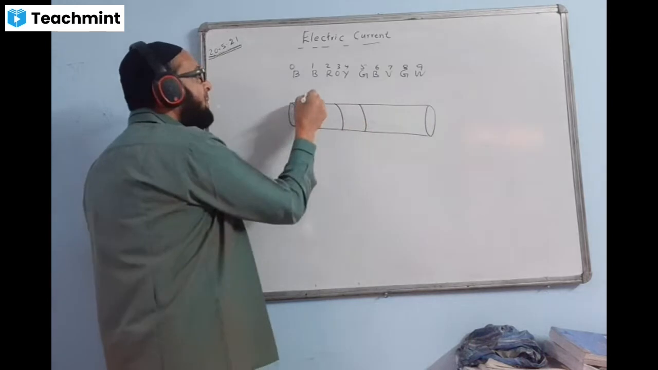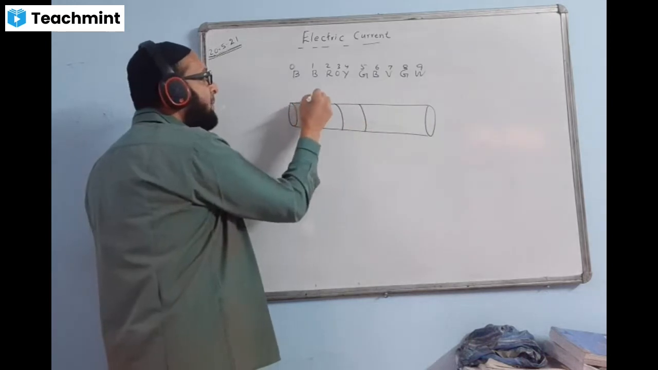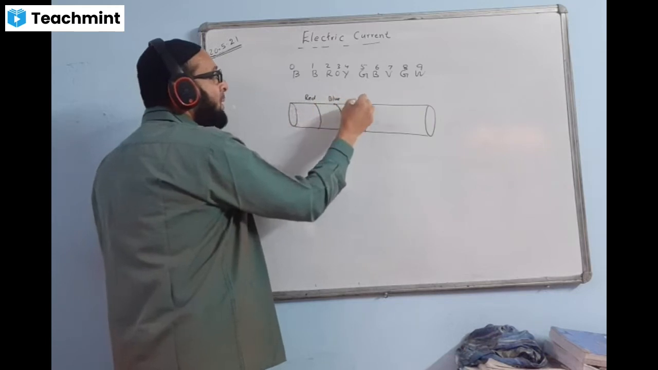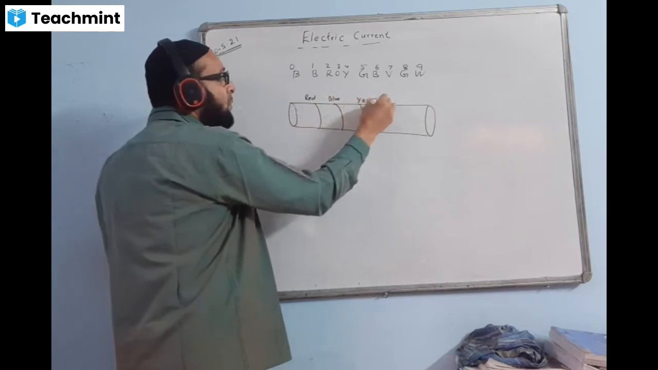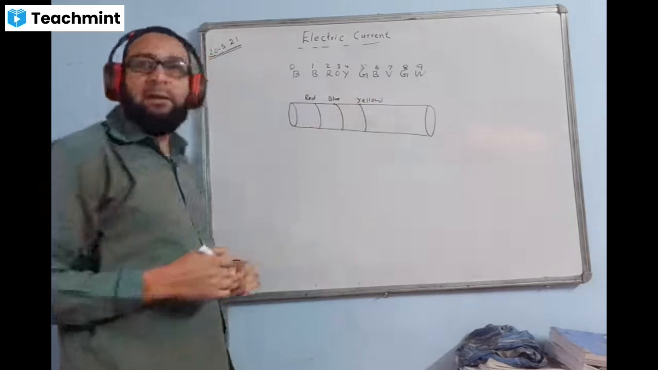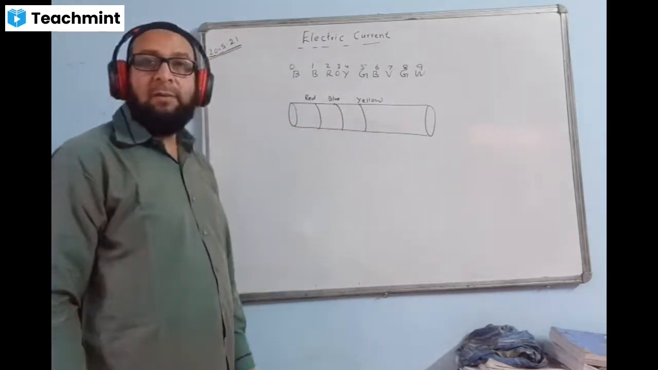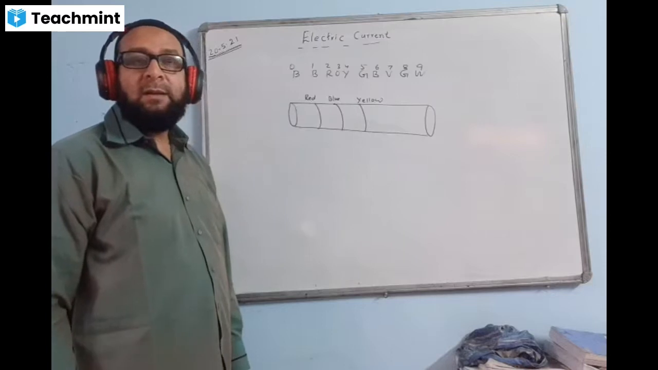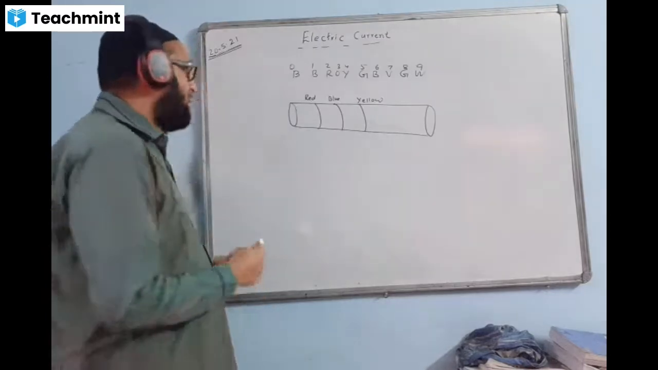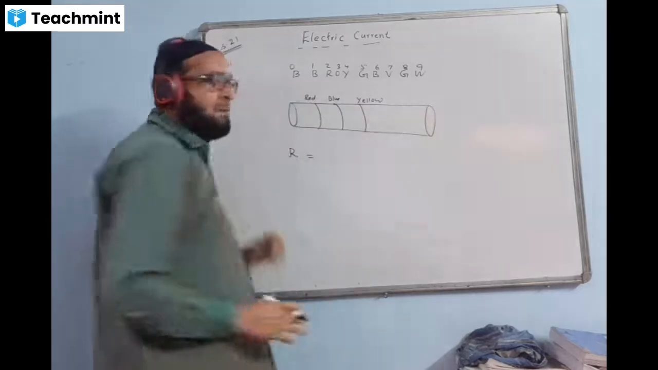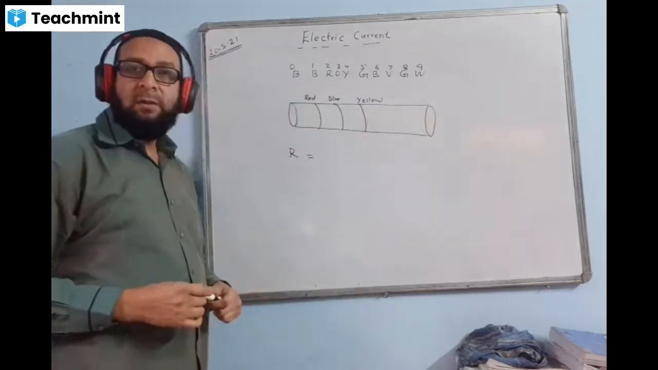Suppose they are writing red here, blue here, and yellow here. Three color bands will be there in this carbon resistor. And they will ask you what is the resistance of this carbon resistor? What is the R value? How much is it?